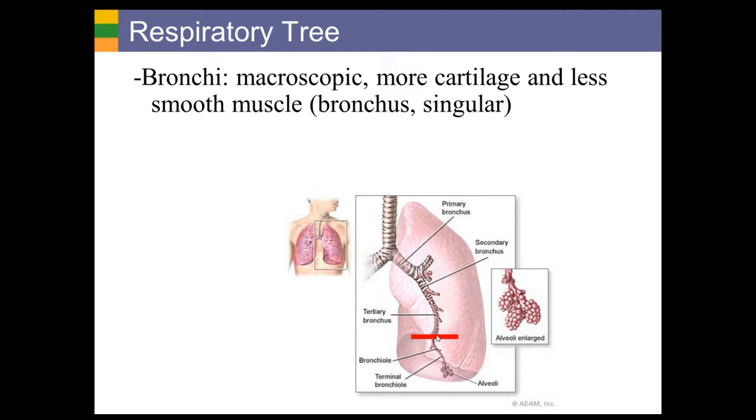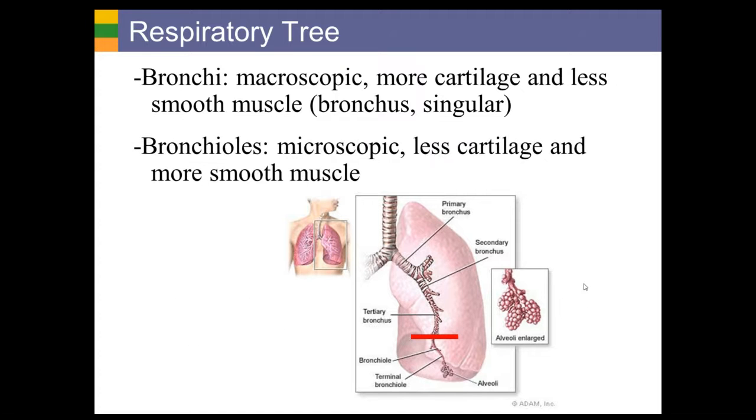Bronchi are large, they're macroscopic, they're composed mainly of cartilage, less smooth muscle. And then the bronchioles are microscopic. You can't see them with the naked eye. They have less cartilage and more muscle.